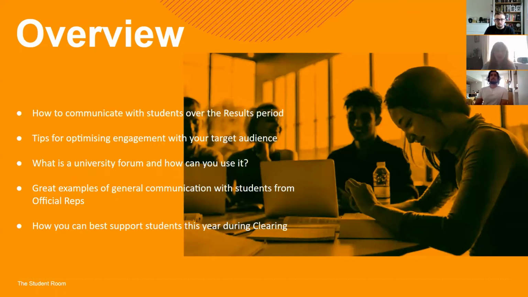And I'm going to pass over to Oscar. Yeah, so I'm just going to do a brief overview of what we're going to cover now. We're going to be talking about how to communicate with students over the results period. We're then also going to be giving tips for optimising engagement with your target audience. And then we're going to be talking about what a university forum is and how you can use it, plus some great examples of general communication with students from official reps. And then how you can best support students this year heading into clearing. Next slide, please.